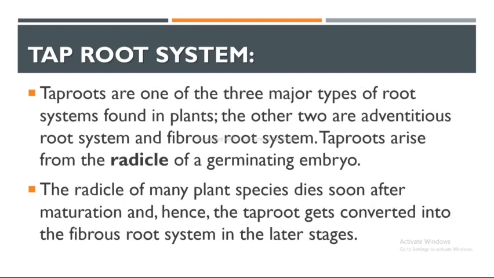Taproots are one of the three major types of roots in the root systems found in plants. The other two are the adventitious root system and the fibrous root system. So the taproots arise from the radicle of a germinating embryo. The radicle of many plant species dies soon after maturation and hence the taproot gets converted into the fibrous root system in the later stages.